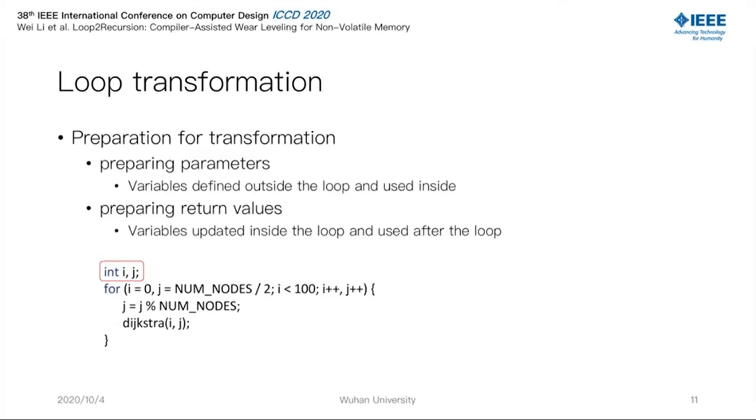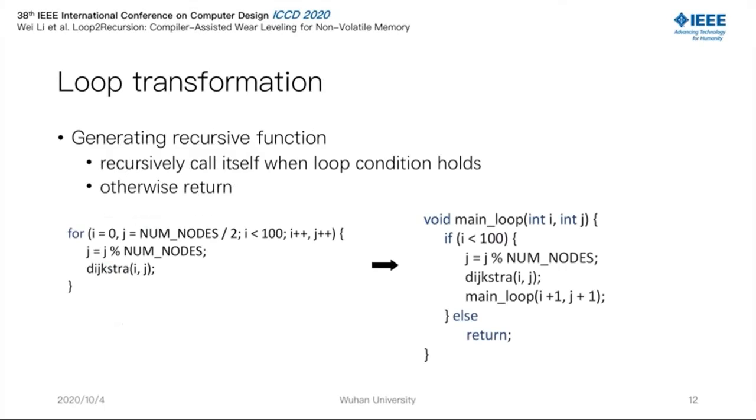For return values, as we pass the arguments by value, the updates for the arguments in the recursive function will not affect their value in the original function. Therefore, if some variables are still used after the loop, we return them and update them in the original function.